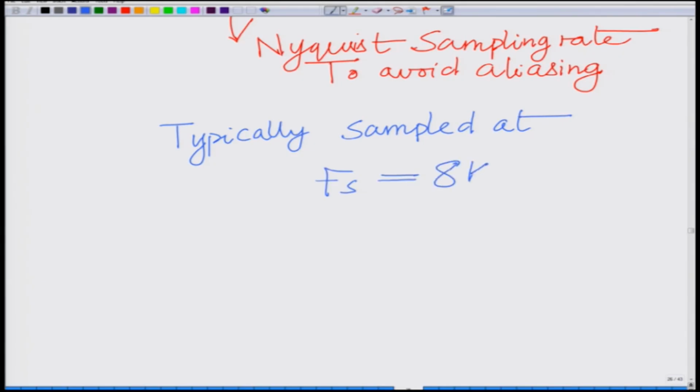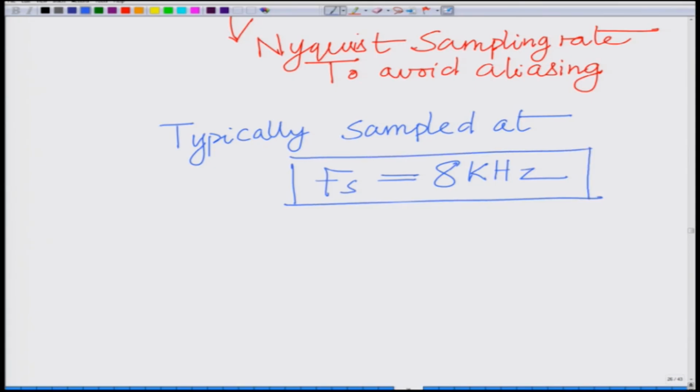Fs equal to 8 kilohertz, that is 8 kilo samples per second. 8 kilohertz sampled at 8 kilohertz means 8,000 samples per second. So, even though the minimum required sampling rate is 6.2 kilohertz, it is oversampled, right. It is sampled at a slightly higher rate, at 8 kilohertz, that is 8,000 samples per second. Now, each sample is quantized using 8 bits, alright.